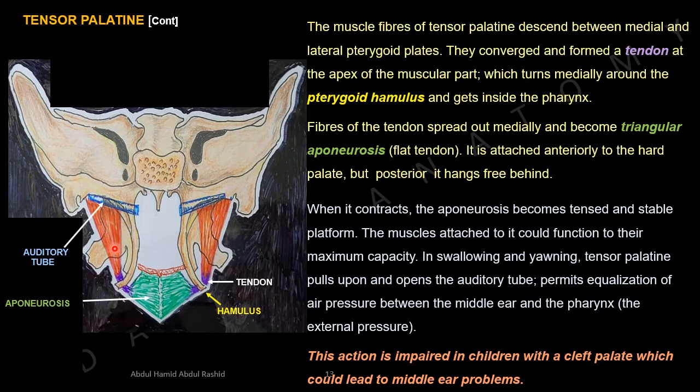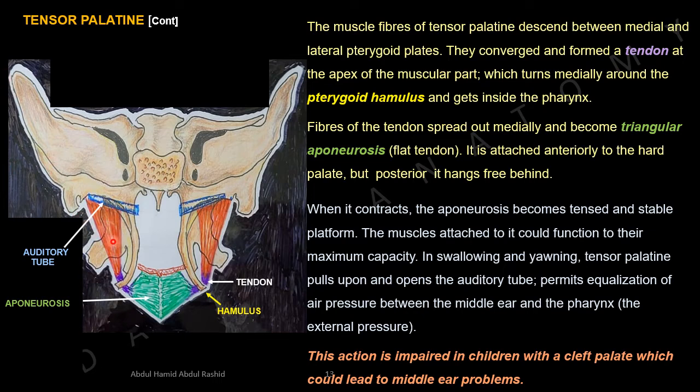The muscle fibers of the muscular part converge, come down, and form a tendon at the apex of the triangle here. They hook around the hamulus of the medial pterygoid plate, and the fibers spread out as the aponeurotic part. The anterior fibers attach to the posterior border of the hard palate, and the posterior fibers hang free behind.